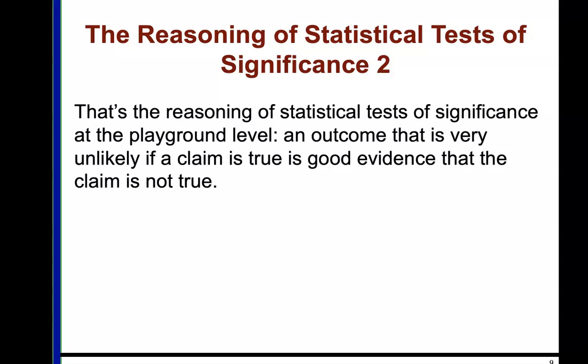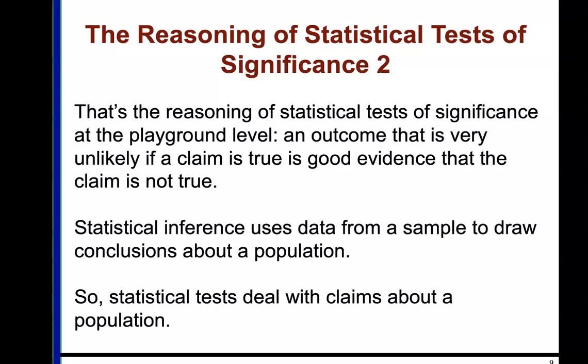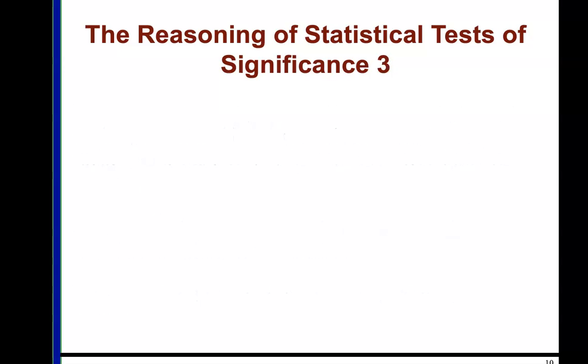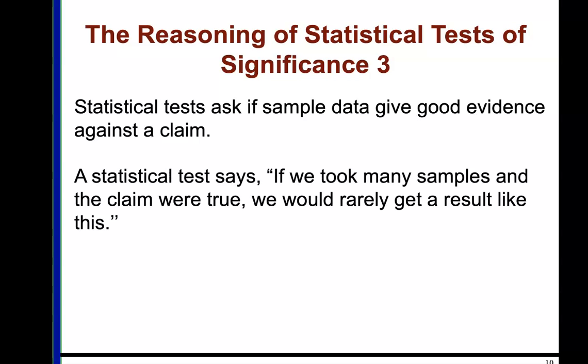You make a claim, you collect data, and you see how likely it is to observe that sample data if the claim was true. An outcome that's unlikely if the claim was true is going to be good evidence that the claim is not true. And so the statistical inference that we've been doing, we're using samples to draw conclusions about a population. So these statistical tests are making claims about a population.